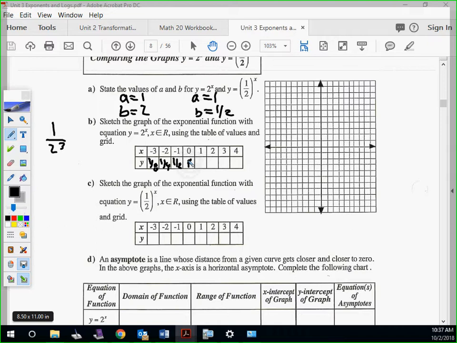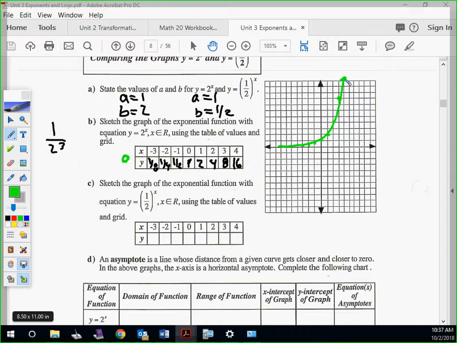Okay, and then it's going to go the other way now. It's going to be 2, 4, 8, 16. So we can kind of see that -3 is 1/8, so real small there. Then 1/4, 1/2, 1, 2, 4, let's see here, 5, 6, 7, 8, and there's no 16 for us here. So here's the 2 to the x.